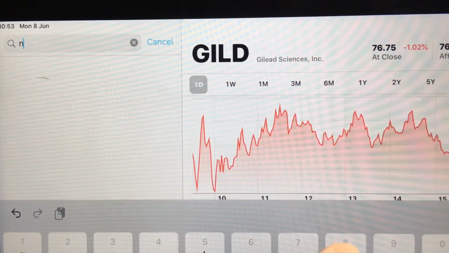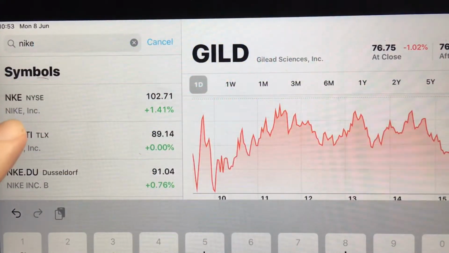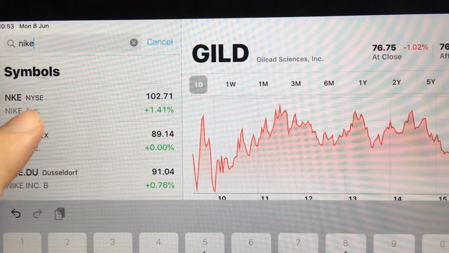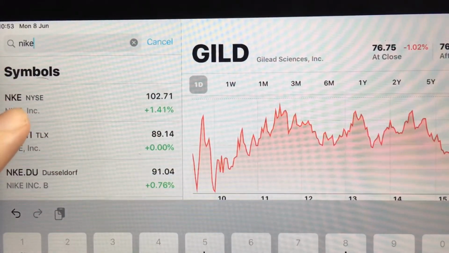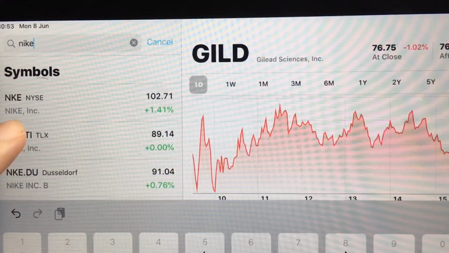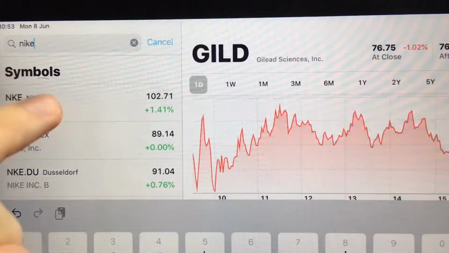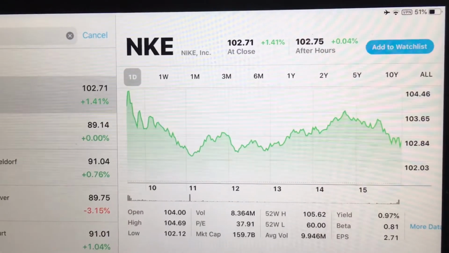So first of all, we're going to search and bring up Nike at the top here. So you can see Nike, the name of the company. Now, NYSE is where it trades, so it trades on the New York Stock Exchange. And NKE is called the ticker code. So if you search for NKE, it's a globally recognized ticker code for Nike. So we're going to click on it and bring up all of the information for Nike.